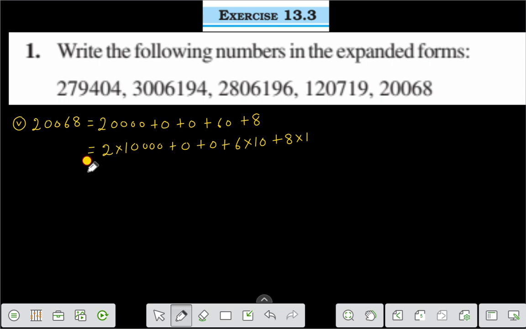Right? It can be written as 2 into 10 to the power 4, plus 0 into 10 to the power 3, plus 0 into 10 to the power 2, plus 6 into 10 to the power 1, plus 8 into 10 to the power 0. Right? In this way you can expand the numbers.